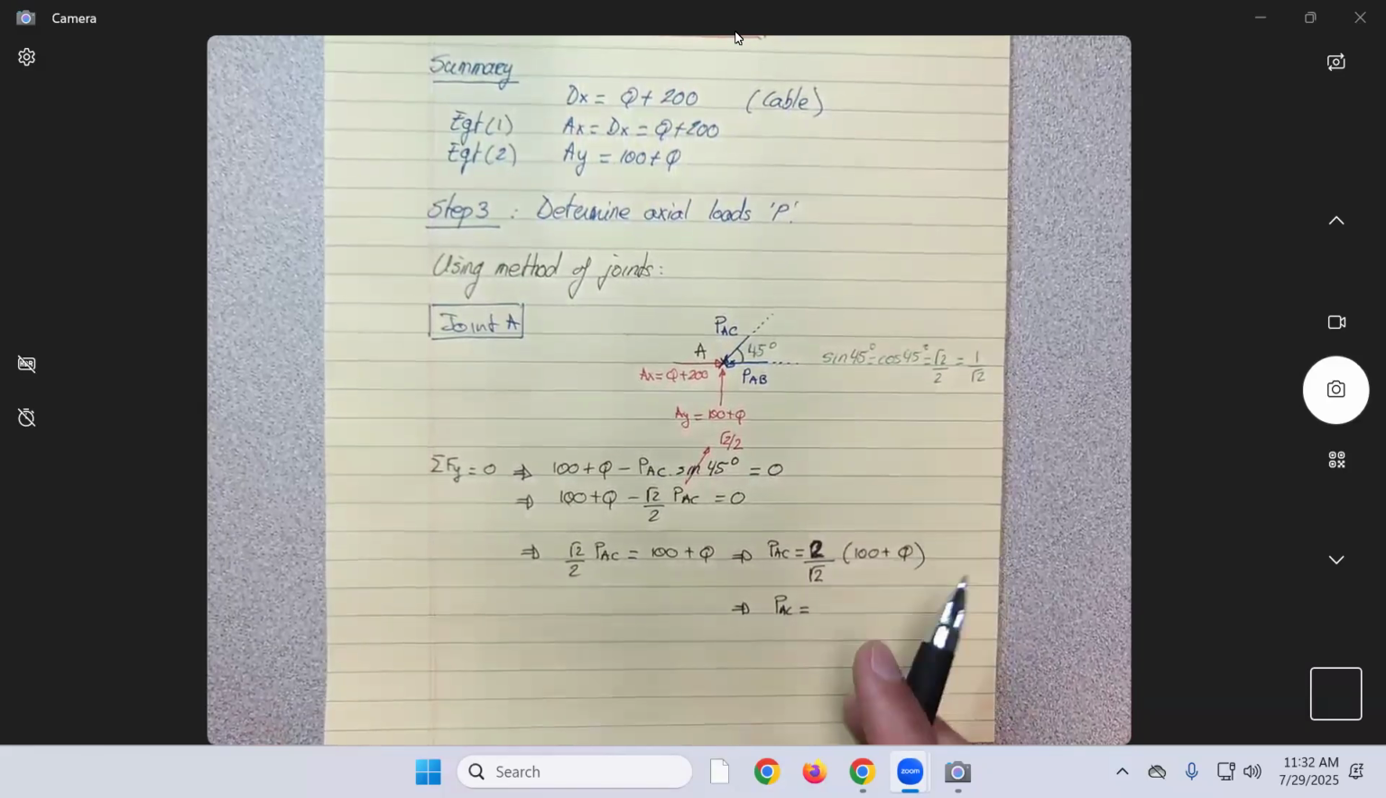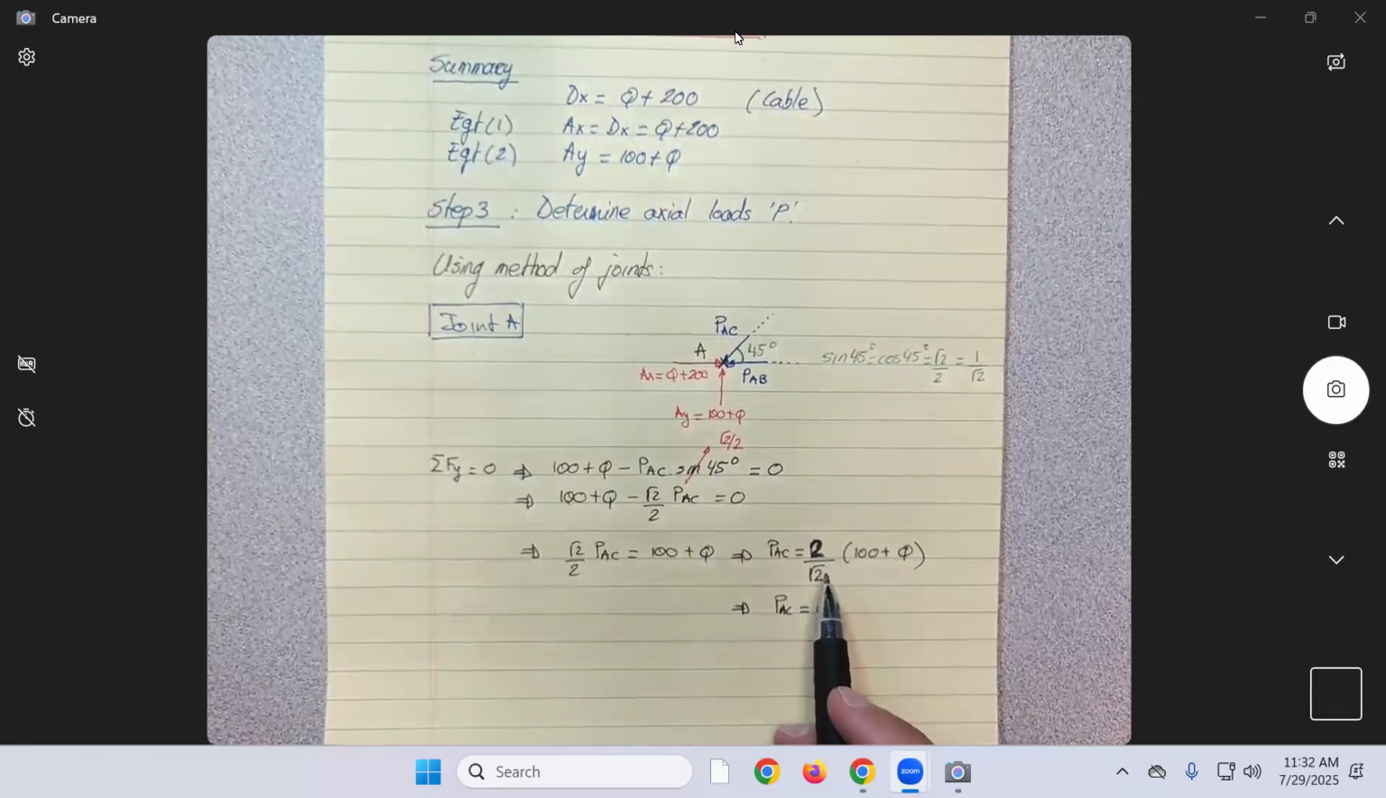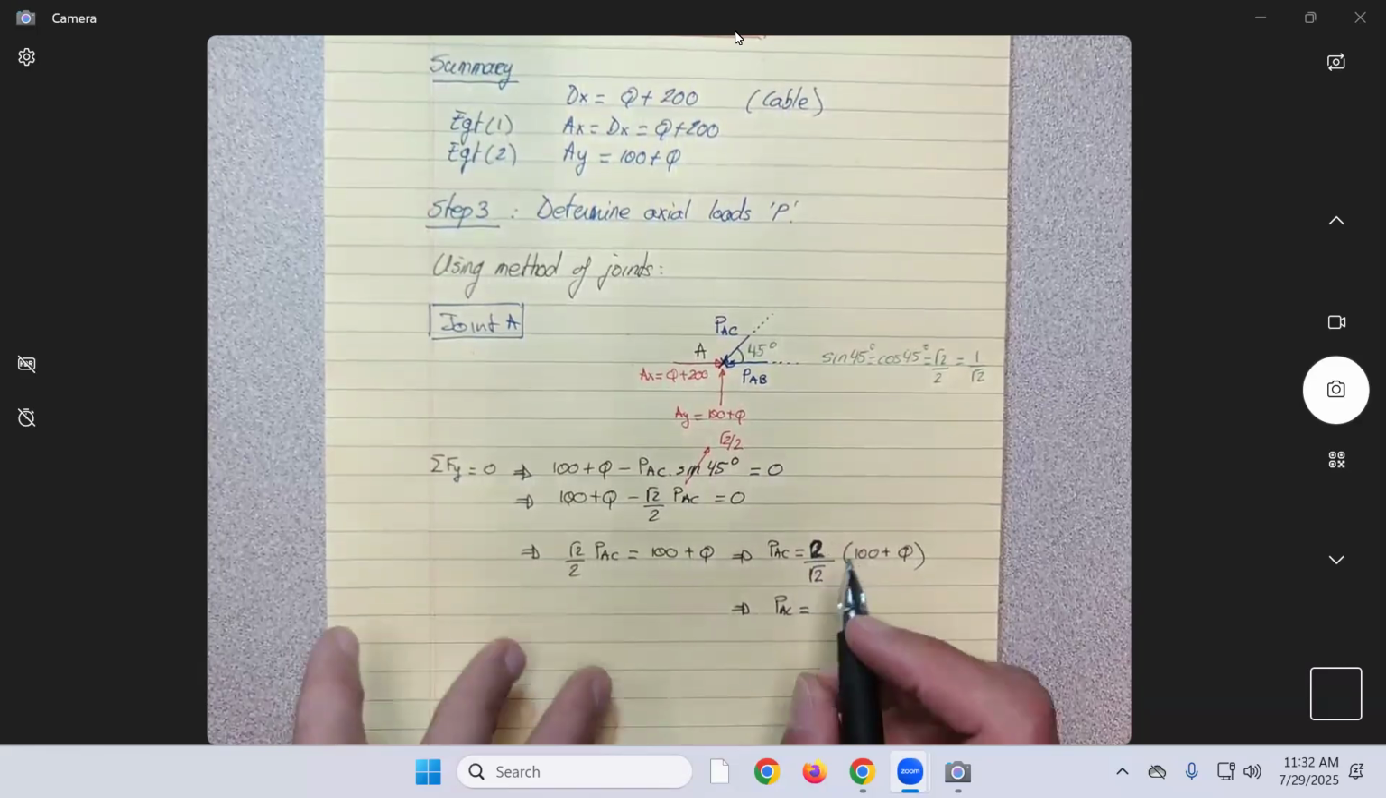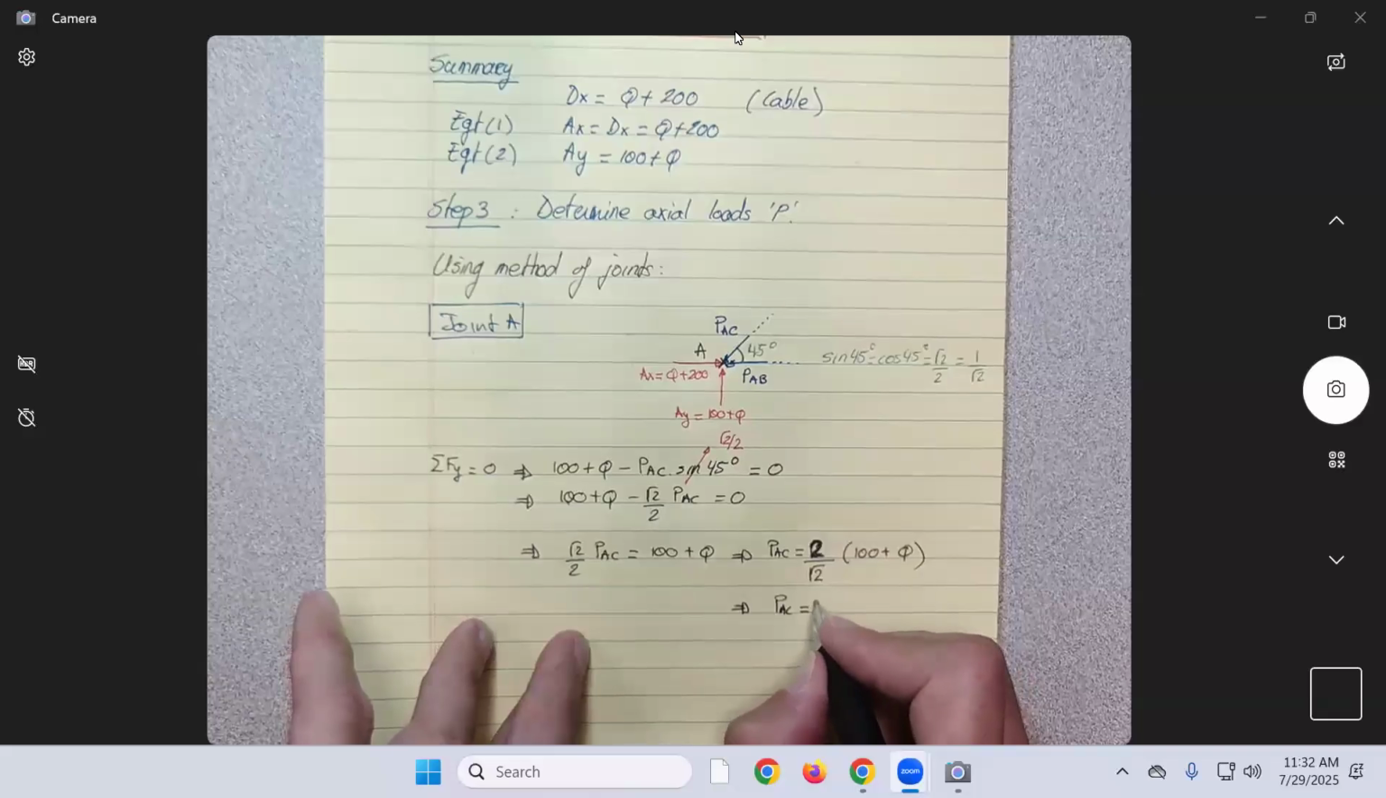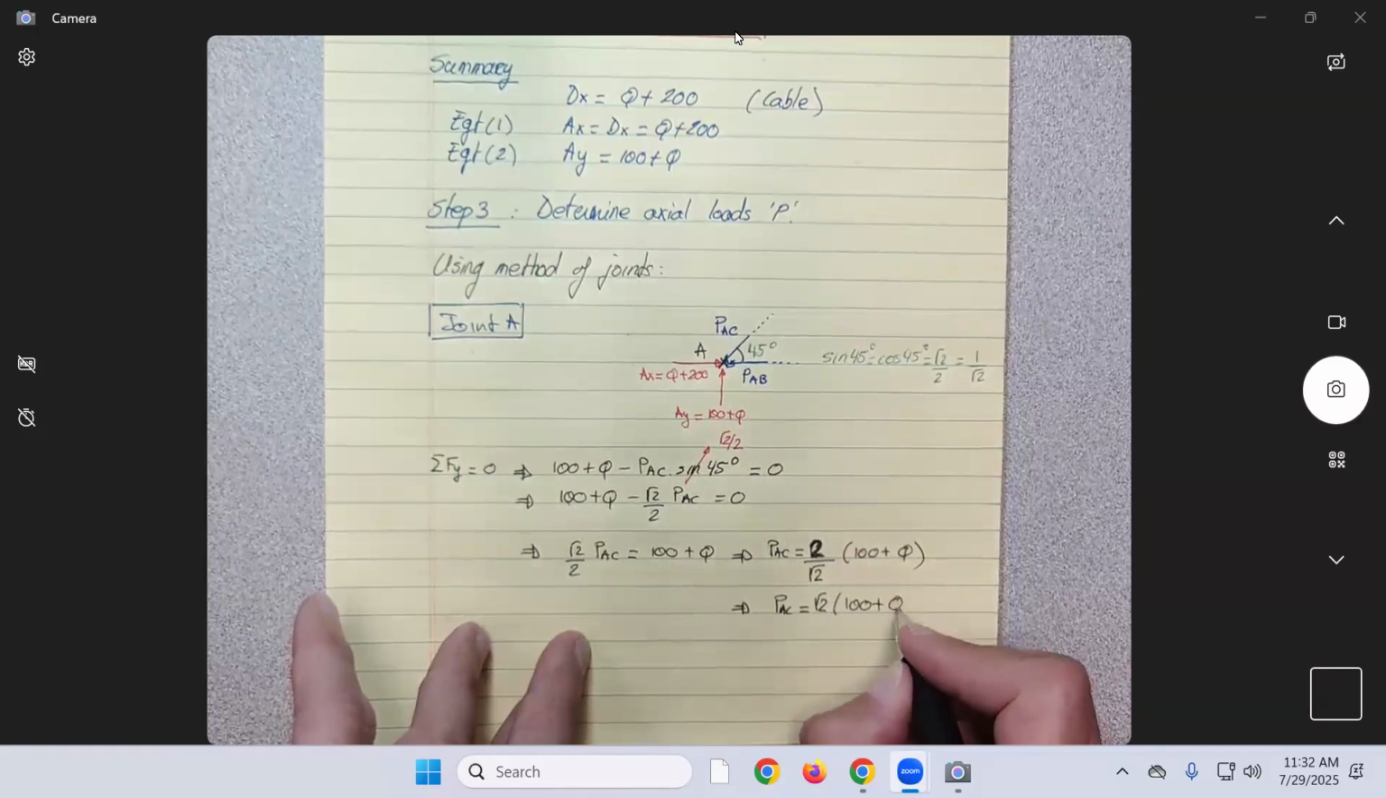And if I multiply the top and bottom by square root of 2, it will give you 2 square root of 2 divided by 2. This will give what? Square root of 2 times 100 plus Q.